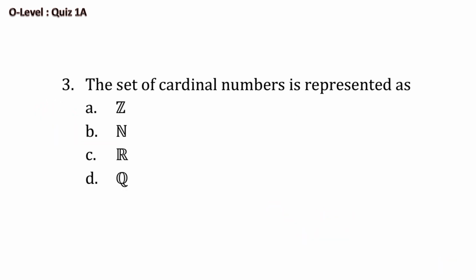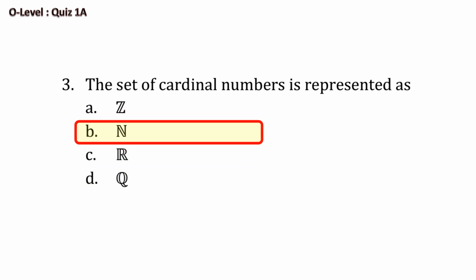Question 3. The set of cardinal numbers is represented as. In the past lesson, I explained to you that cardinal numbers is another way of saying natural numbers. So whenever you hear of cardinal numbers, you think of natural numbers, because we mostly talk about the cardinality of a set, which you did in Form 3 and we're revising in Form 5 as well.